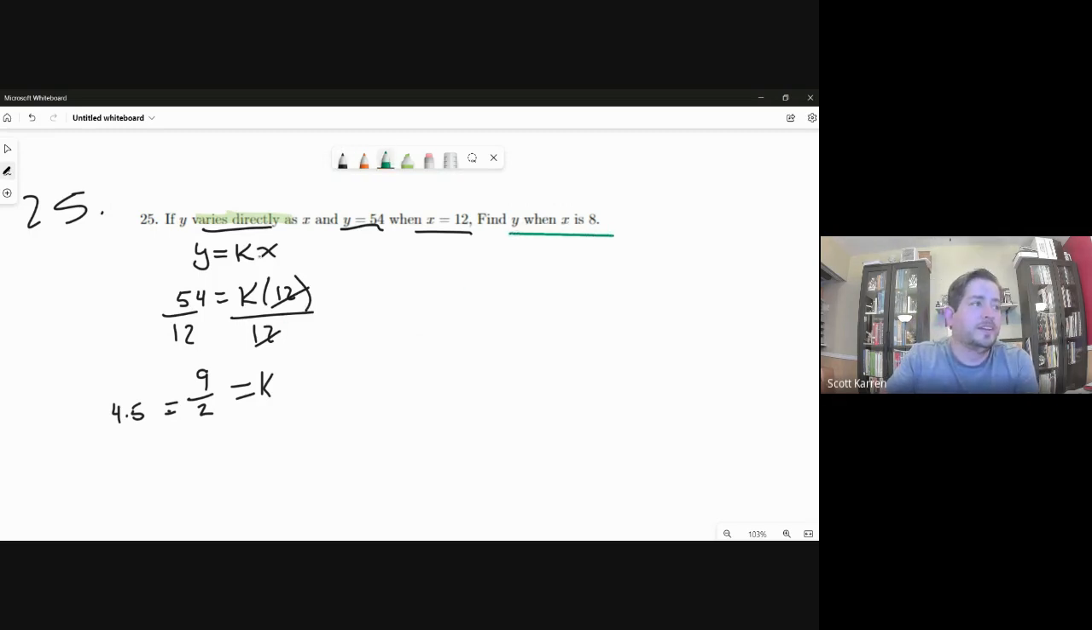But the question is, can you figure out what y is when x is equal to 8? So I know k. That tells me that this equation we started with, y equals k times x, is y equals, let's just say 4.5 times x. Right? But when x is 8, that means I can plug in 8 for x, and then it's just 4.5 multiplied by 8, and that ends up being 36.